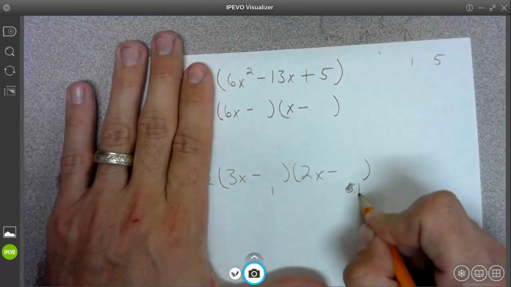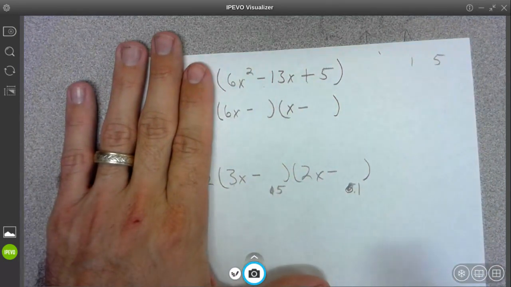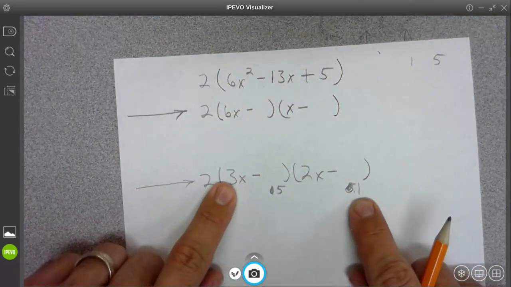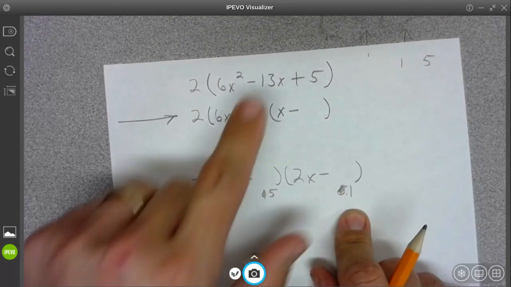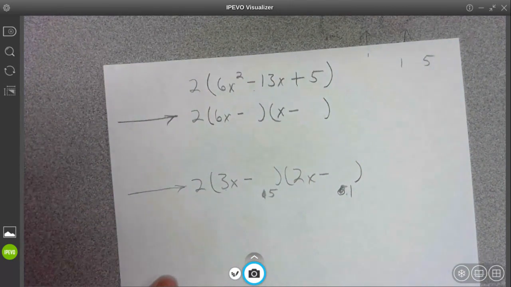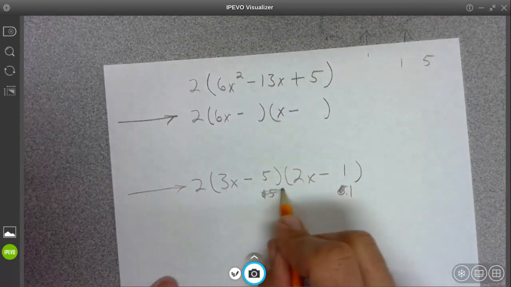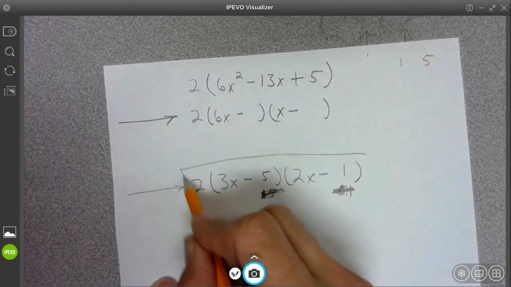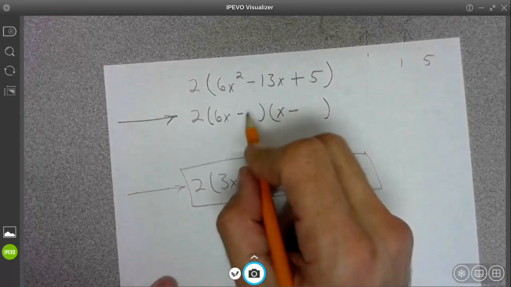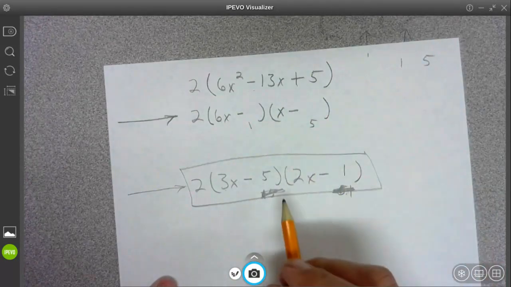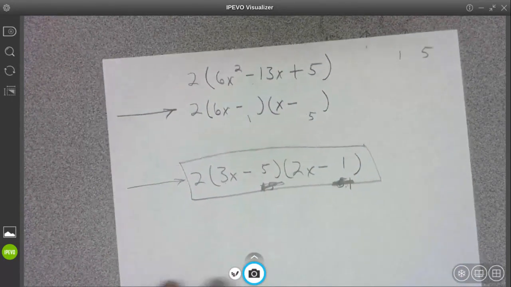So maybe it's a 1 and a 5. Yep, that's it. That makes 3. That makes 10. 10 and 3 make 13. That's what we wanted, 13. So this is going to be a 1. This is going to be a 5. And that will be our answer. So if you were to try the 1 and the 5 down here, or 5 and a 1, it won't work. Guarantee it will not give you the 13.